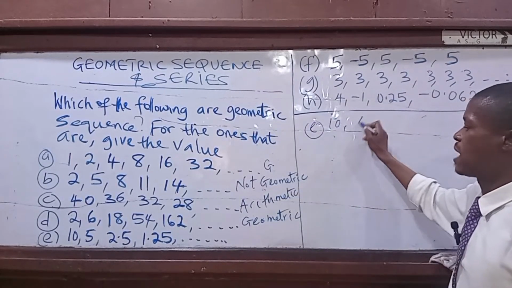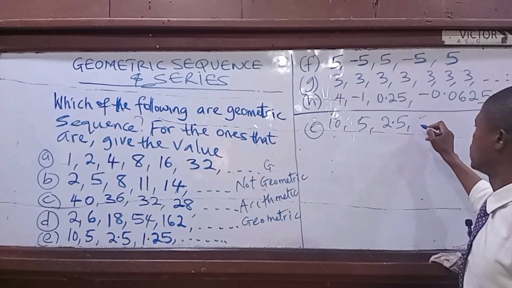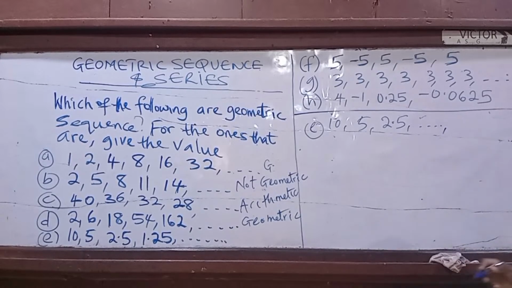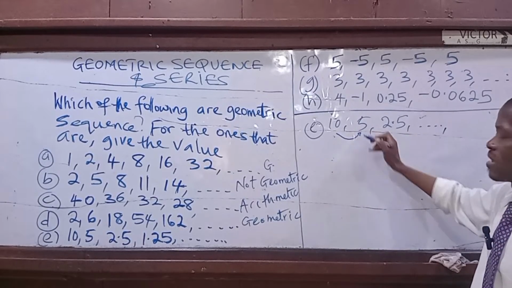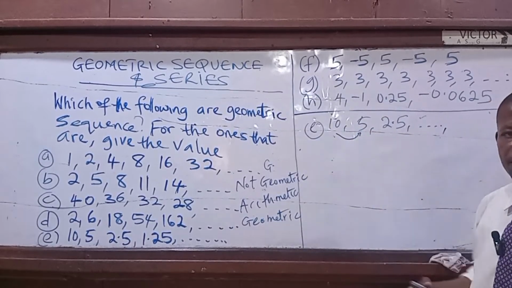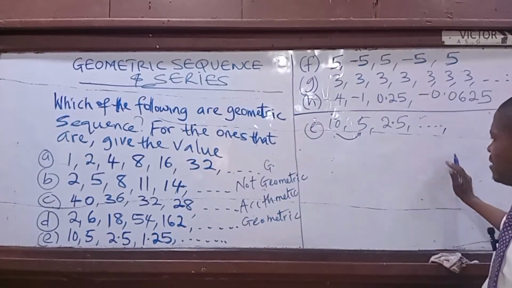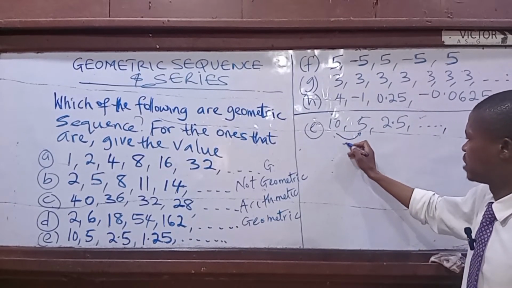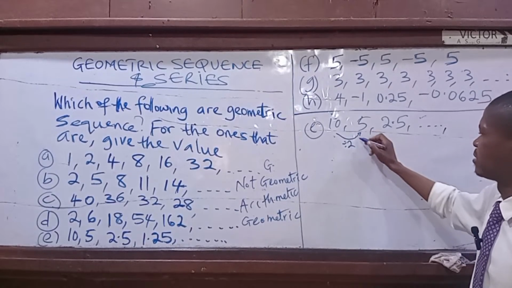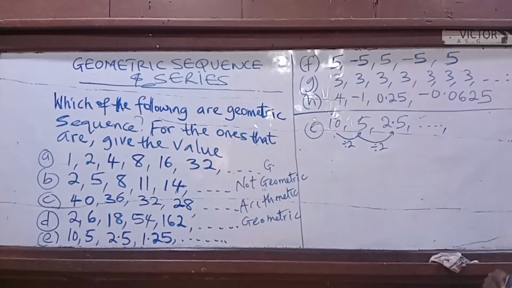Let's go to the E part: 10, 5, 2.5, and it goes on like that. If you look at this sequence, it is decreasing. We're having half of the number as the next term. So A1 divided by 2 will give you the second term, and the second term divided by 2 gives you the third term.